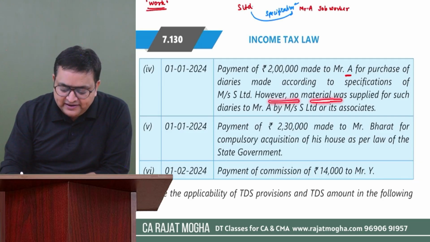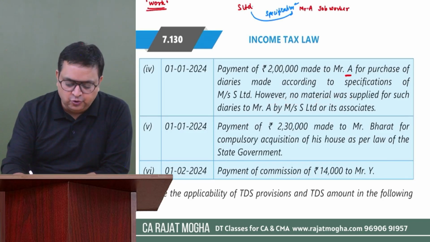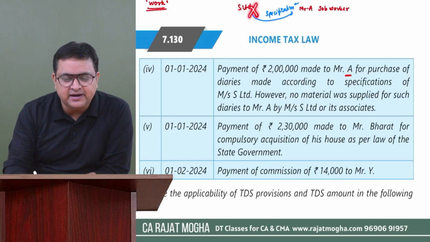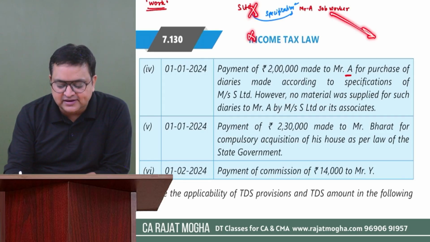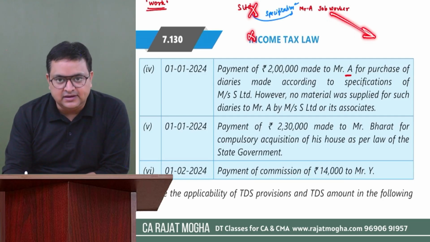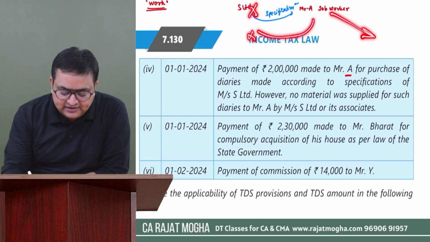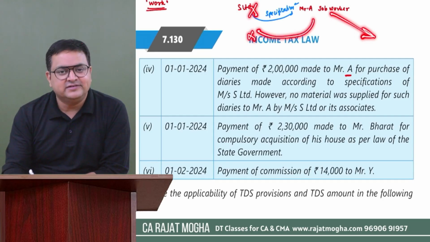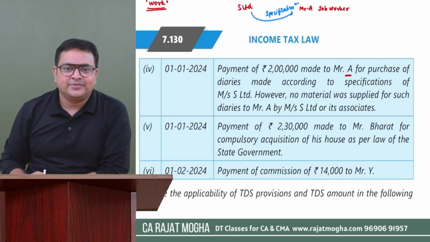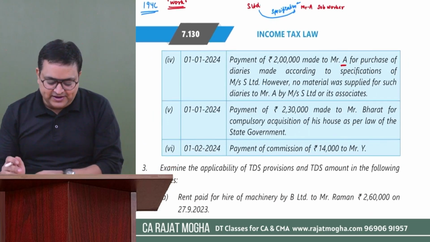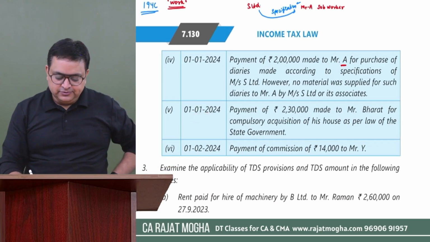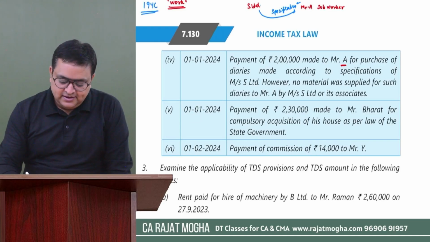However, no material was supplied, neither by S Limited nor by their associate. It means this person has arranged the material himself, right? So it will become a purchase and sale transaction. TDS will not apply. Got it? Okay. Next one.